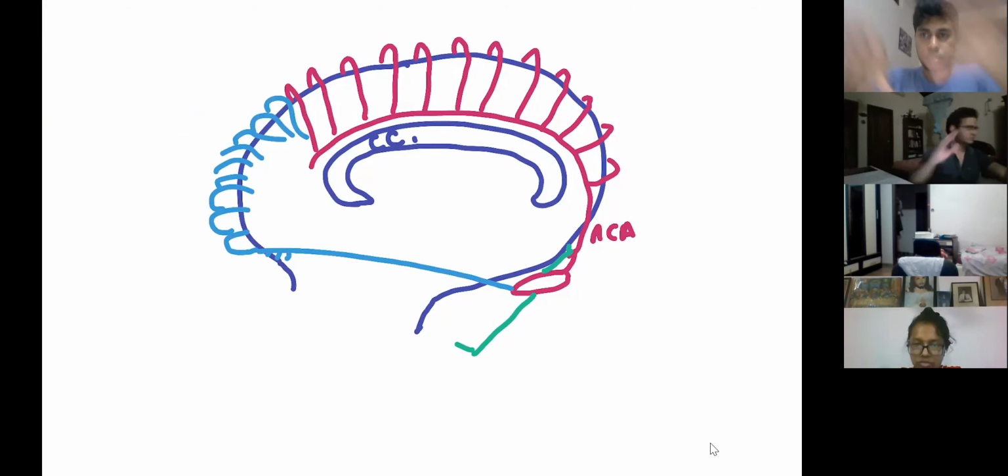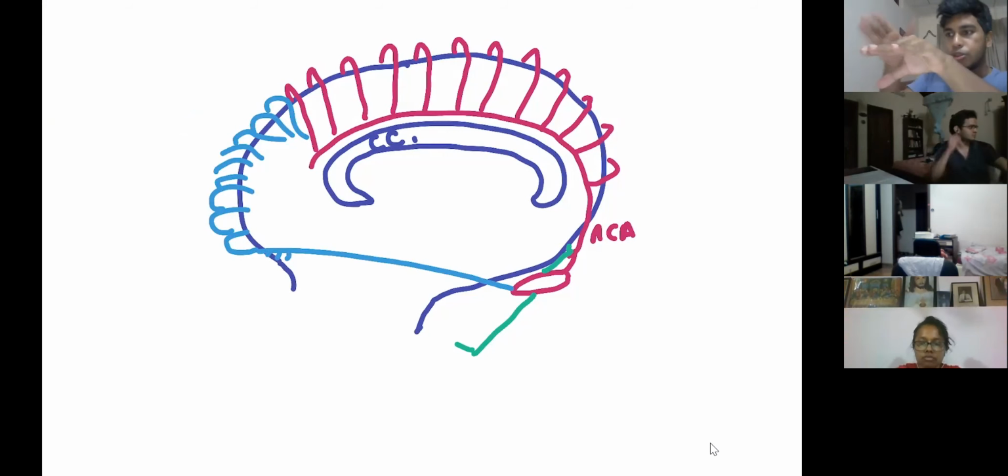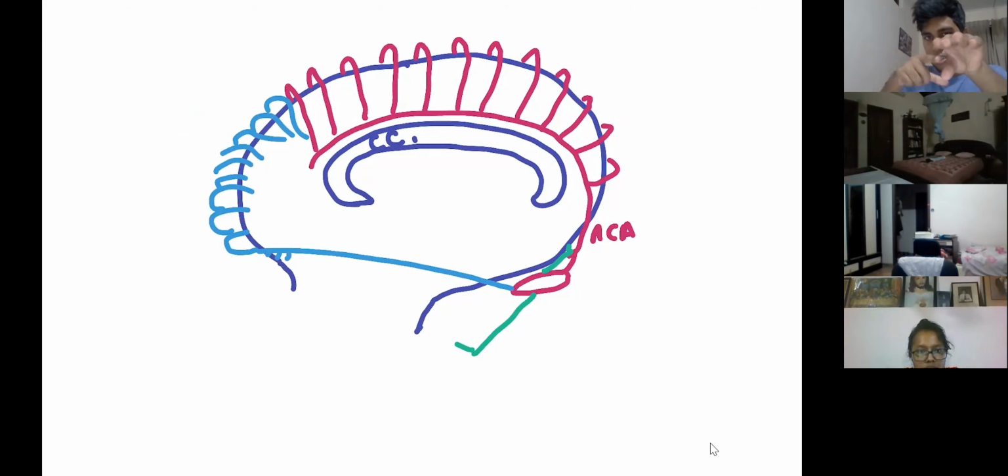Now let me show you this. The structure we are concerned with is over here, the circle of Willis. The ACA comes like this and supplies over the top. The MCA, look at this, goes through the brain and comes out from the other side and supplies the lateral aspect. And the PCA will supply the rear. I hope you guys understand that.